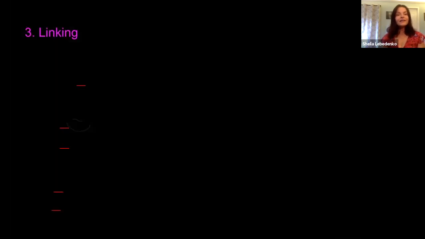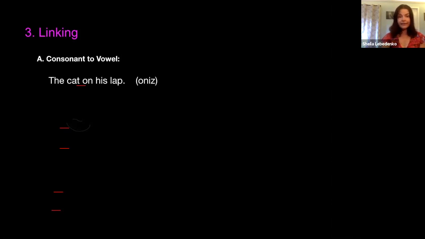All right, we're going to look at linking. You need to link words together so that you're not stopping after every word. First, we have consonant to vowel linking. So when I have cat and on next to each other, cat ends in a consonant, on starts with a vowel, I always connect them together if they're in the same thought unit. And in this case, I'm going to say cat on, cat on.